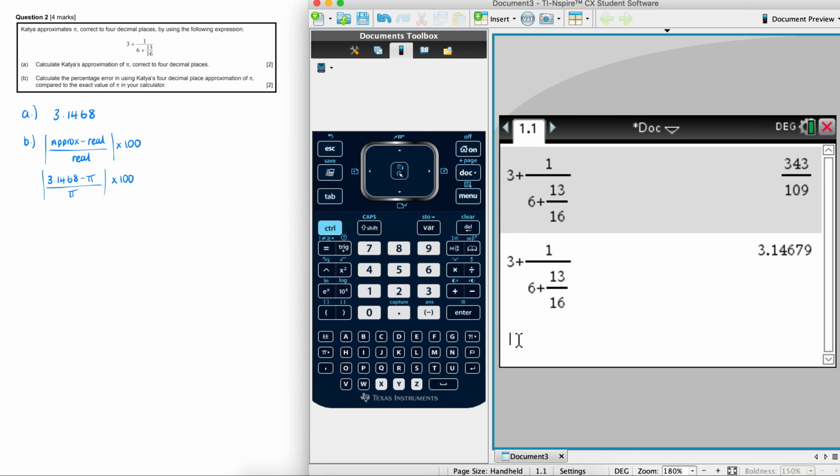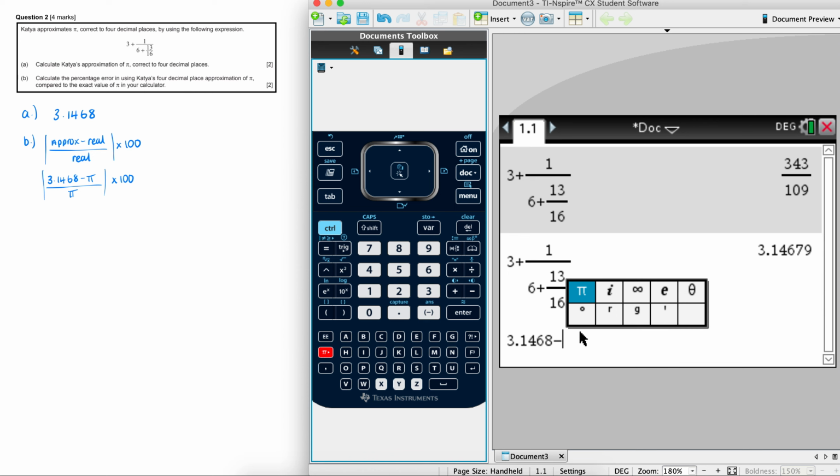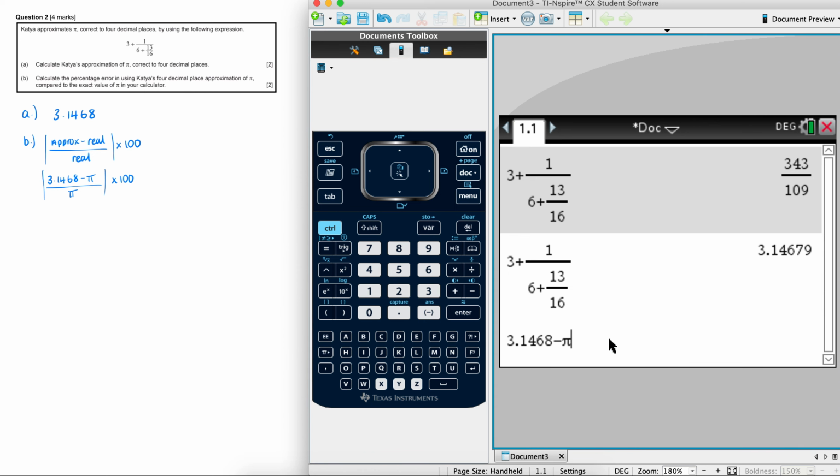So if I type that in, I can actually use the previous answer. However, if I do that, it's going to use that whole answer here, and I only want the 4 decimal place approximation. So I actually need to write in the one that I've written down, otherwise it would be almost too accurate, and I'd get it wrong. So minus pi, pi is in this button down here, all divided by pi.